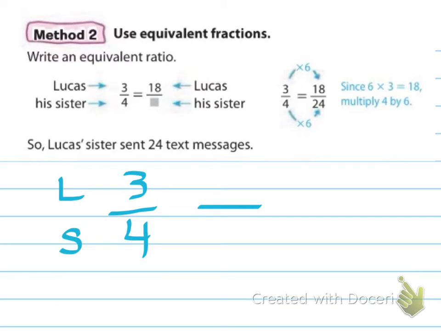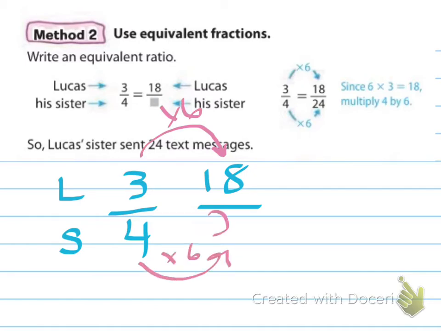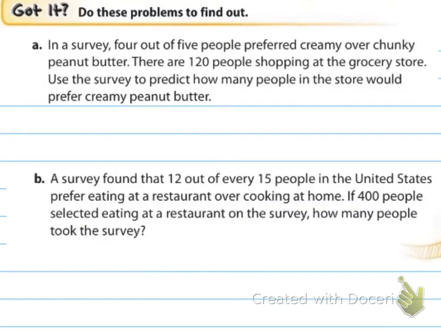And so if we know Lucas sent 18, we can say, okay, how do we go from 3 to 18? Luckily, we don't need a middleman, but remember we learned middlemen too, so if it doesn't go nicely, we can find a middleman. But we're going to multiply times 6. And so what I do to the top, I'm going to do to the bottom, and I get my 24. And so Lucas sent 18, his sister sent 24.